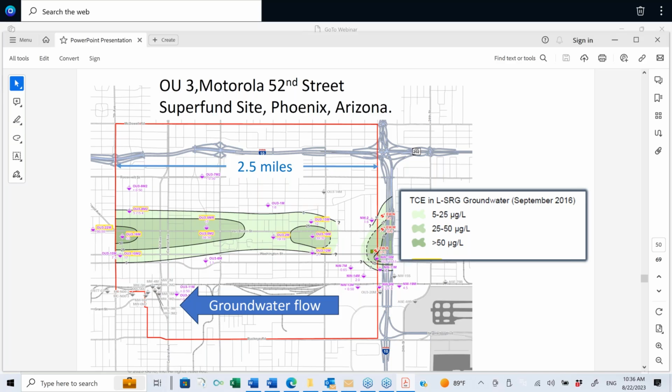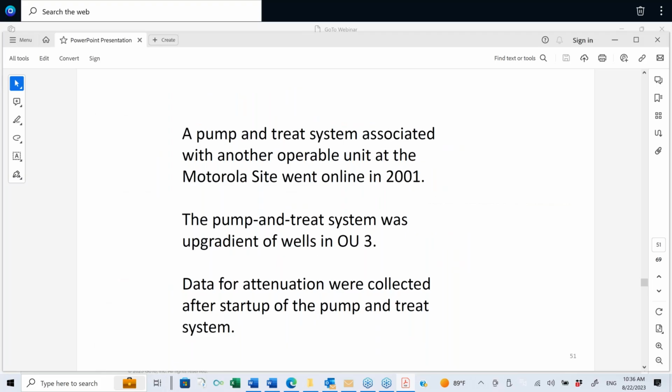And so I'm going to talk about just this OU3, which is a rectangular area roughly 2.5 miles on each side. So the groundwater flow then is from the right to the left. And as I said, they had a pump and treat system installed in one of the upgradient OUs. And so they started collecting data for OU3 at the same time that the upgradient portion of the plume in the other OUs was being treated.